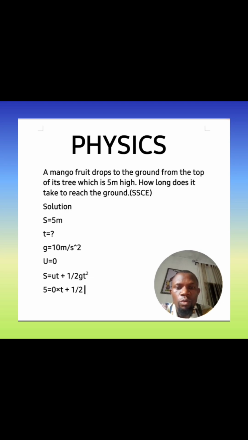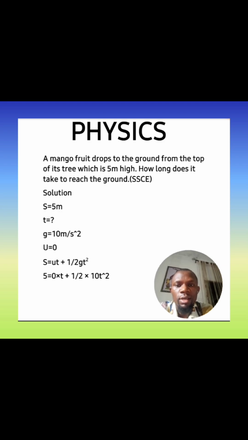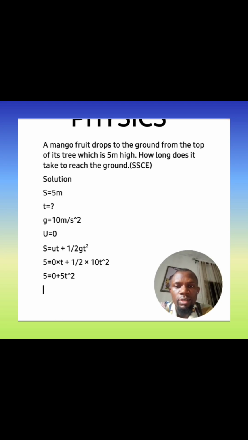My gravity is always 10, times 10, my t raised to the power of 2. As you can see, my 5 equals 0 times t, plus 2 divided by 10, I'll have my 5 t square. 0 is nothing, so I have my 5 equals 5 t raised to the power of 2.